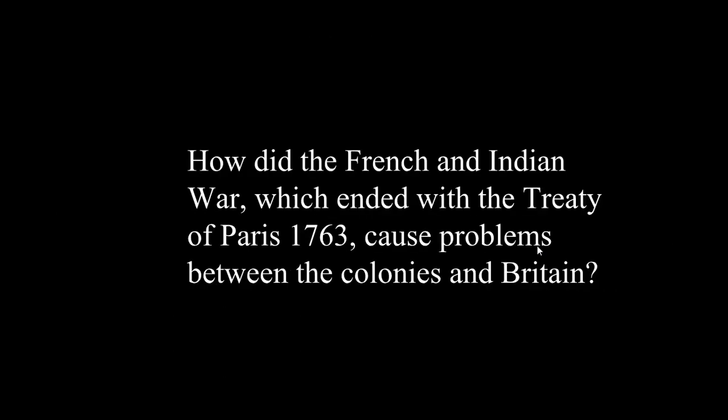So your first question there that you have to fill out asks you, how did the French and Indian War, which ended with the Treaty of Paris of 1763, cause problems between the colonies and Britain? There's going to be a couple of things here. The main thing you need to understand here is that it's going to put a huge burden on the revenues of Great Britain, thus causing Great Britain to raise revenues the only way that governments do, and that's through taxes.